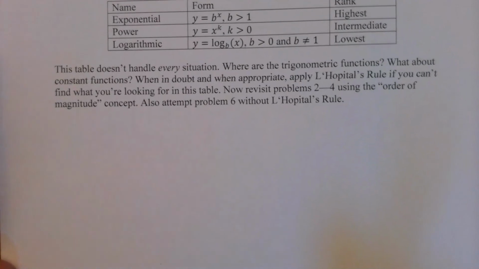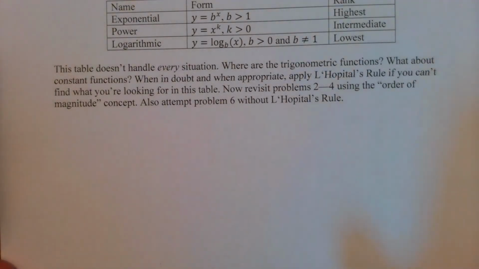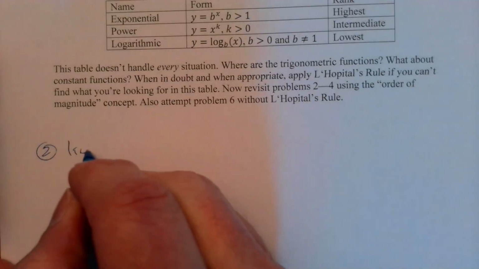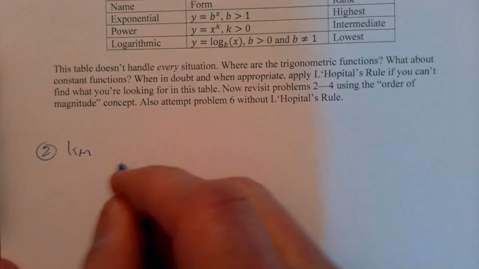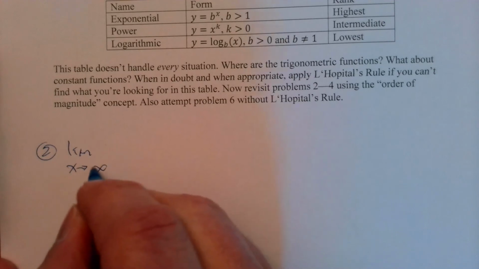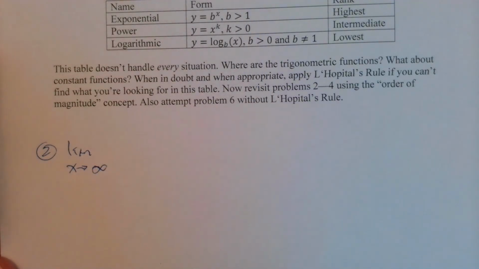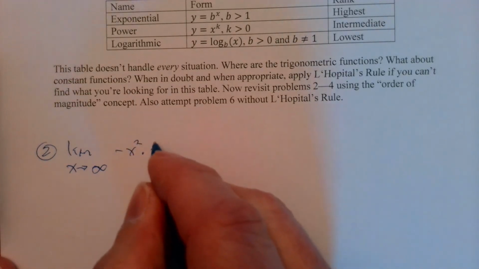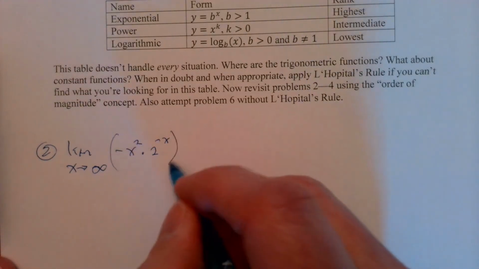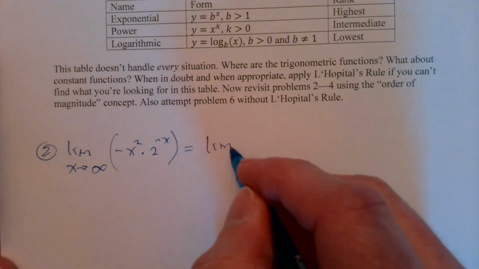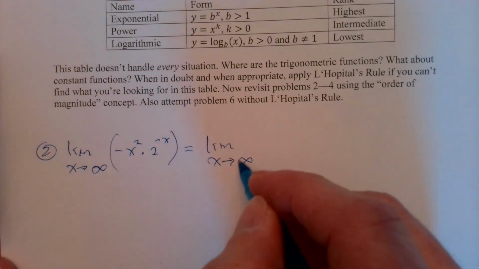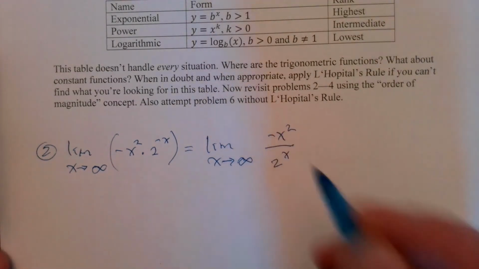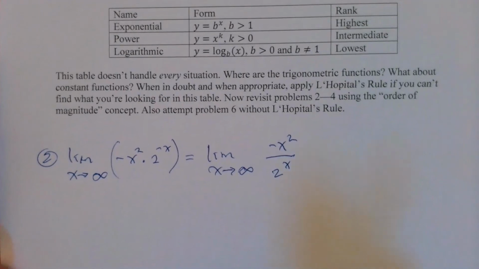Okay. Well, I got to find problem 2 here. Problem 2 looked like this. It was limit as x approaches infinity, and it was negative x squared times 2 to the negative x, which we promptly rewrote as limit as x approaches infinity of negative x squared over 2 to the x. All right, let's go up and look at this chart.